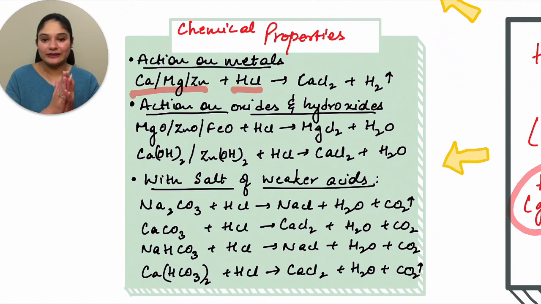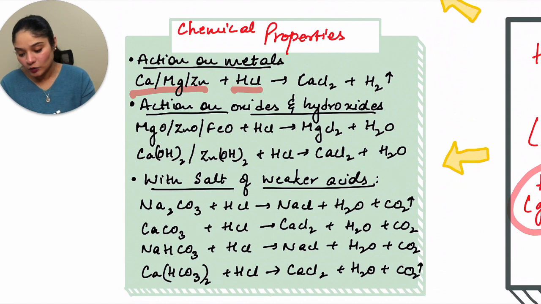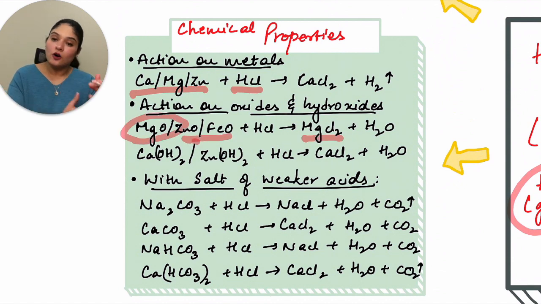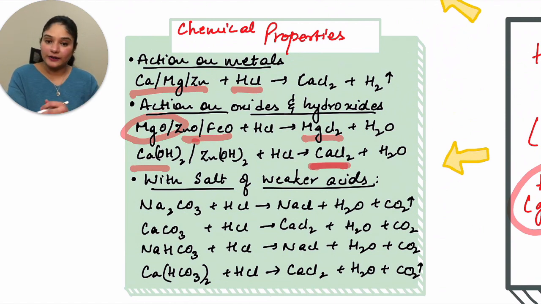The second one is action on oxides or hydroxides. If you have oxides or hydroxides, it will convert them into a metallic chloride, and it will give you water along with that. So MgO, ZnO, FeO will give you MgCl2 plus water, so a corresponding metallic chloride plus water. Now let's come to the hydroxides. The same thing will happen with the hydroxides. You will get a metallic chloride, and along with that you will get water.